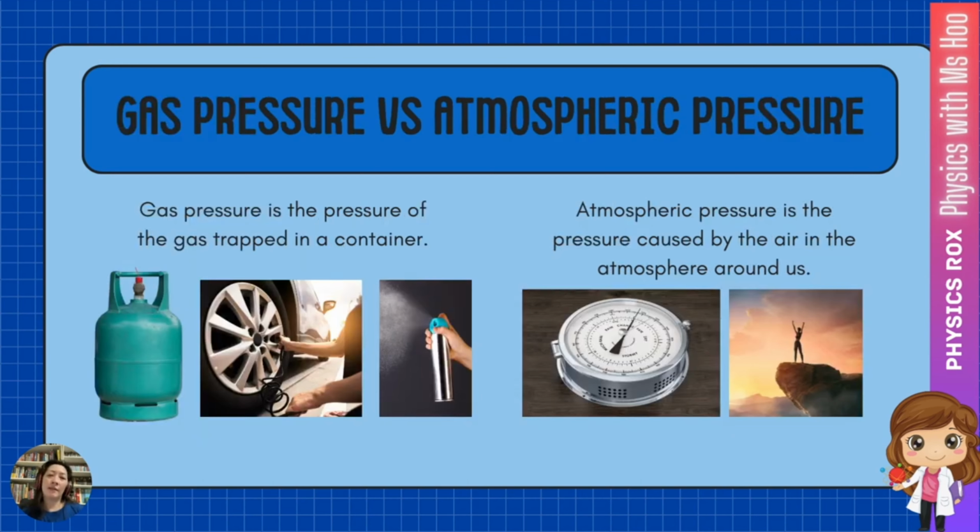First of all, what's the difference? So when we use the term gas pressure, we are typically referring to the pressure of the gas trapped in a container. For example, gas in a tank, or in a car tire, or in a spray can. Atmospheric pressure, on the other hand, refers to the pressure caused by the air in the atmosphere around us.